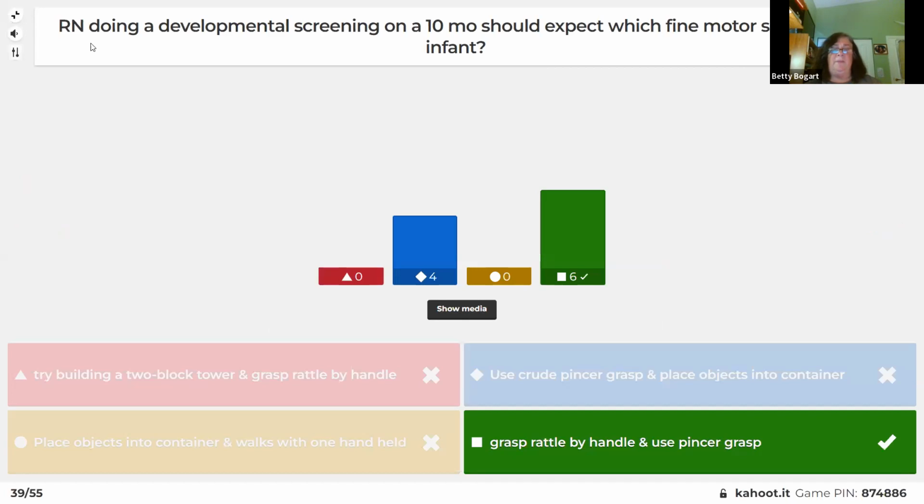So they should be able to voluntarily get a rattle, and they could go hand to hand here. And now they're using that pincer grasp, which is either a little bit crude or even a little bit finer, but absolutely they should do these. Putting objects in a container is 11 months old, and building a block tower of 2 is 12 months old.